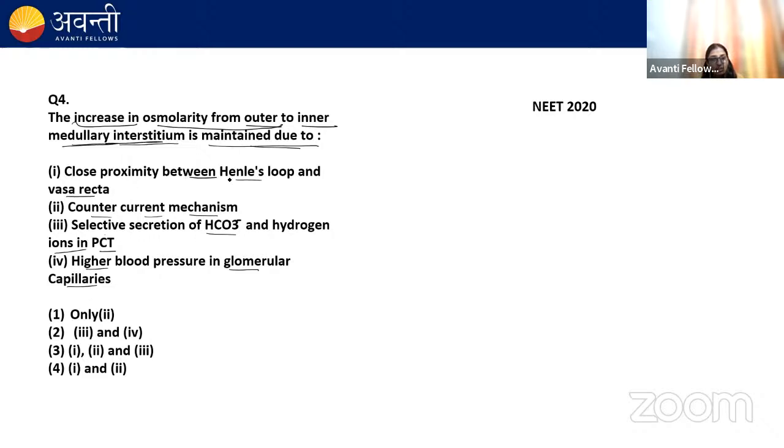First says close proximity between the Henle loop and the vasa recta. Yes. Remember, the NaCl and urea play a very important role in maintaining the high osmolarity in the medulla. Counter current mechanism, yes. Selective secretion of bicarbonate and hydrogen in PCT, where secretion does not take place, bicarbonate absorption takes place. Okay, secretion of H plus and ammonia will take place in PCT. High blood pressure in glomerular capillary does not relate to the osmolarity.